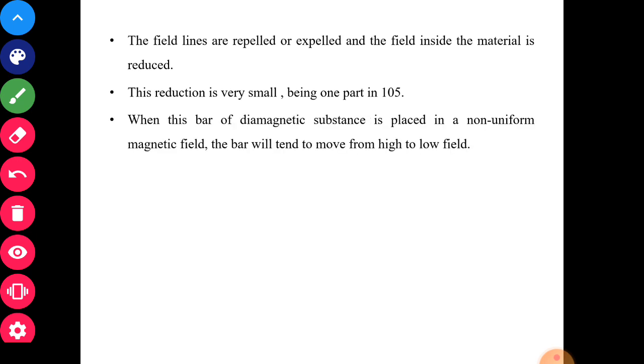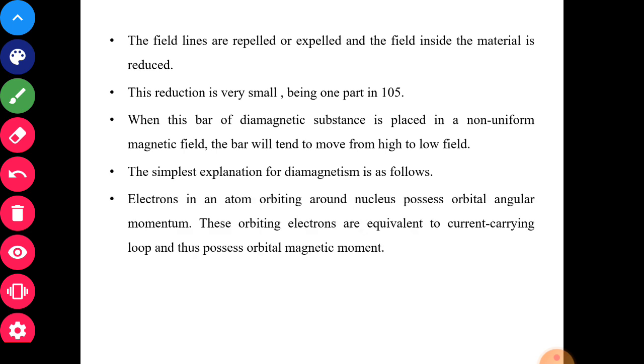When this bar of diamagnetic substance is placed in a non-uniform magnetic field, what will happen? The bar will tend to move from high to low field, from the stronger field to the weaker field. The simplest explanation for diamagnetism is given here.